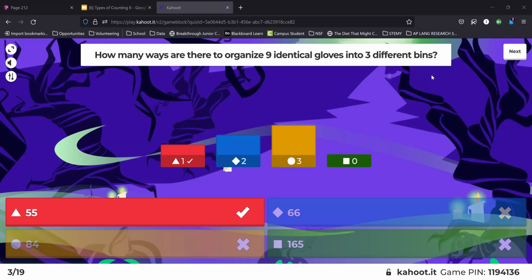Okay, yeah. So the answer is 55. So there would be 9, 10, 11. If there are 3 different bins, there would be 2 dividers, right? 2 sticks, so there would be 11 objects. So if we were doing sticks and stones, there would be 11 objects, and we would have to do 11 choose 2.